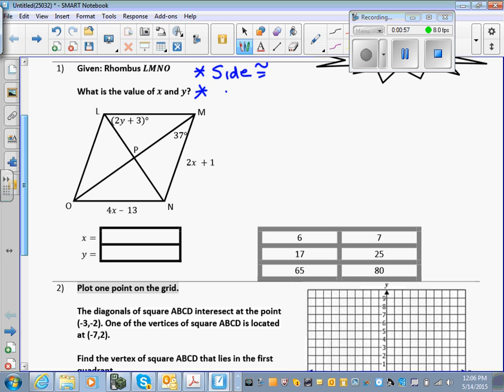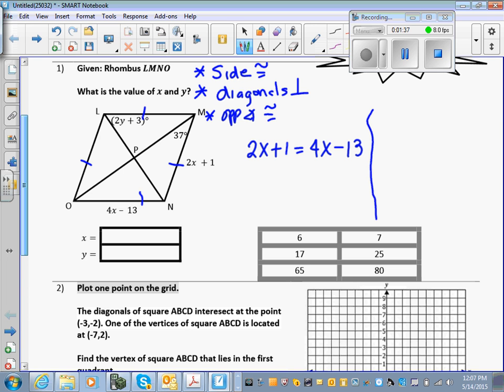And I know diagonals are going to be perpendicular, and all the properties of a parallelogram apply to this one, which is opposite angles are going to be congruent, and so forth. In this case, I wanted to solve for x and y, and for x, they gave you two of the sides. You know all the sides are going to be congruent. So to solve for x, since it's a rhombus, I'll just do 2x plus 1 equals 4x minus 13, and then solve it and pick your answers.